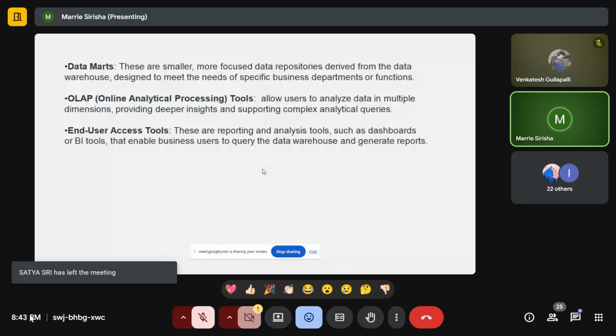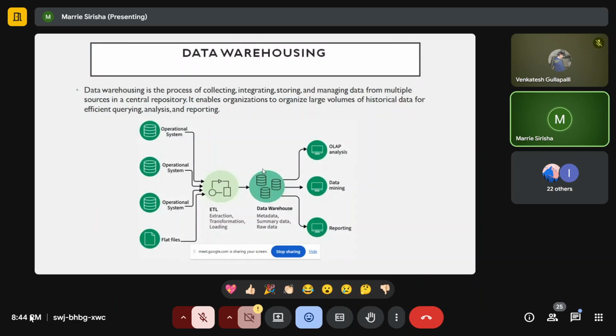Next come the end user access tools. What are end user access tools? At the end of the process, the reports and dashboards that have come are accessed by the end users. Anyone can access them, but access can be authorized or unauthorized. So this is how data warehousing works. You should be very clear about this architecture.